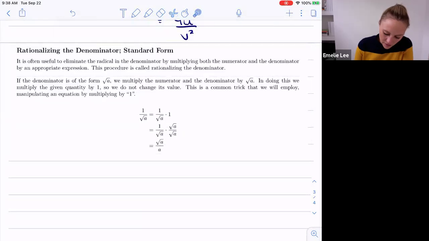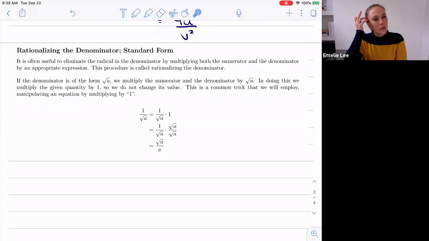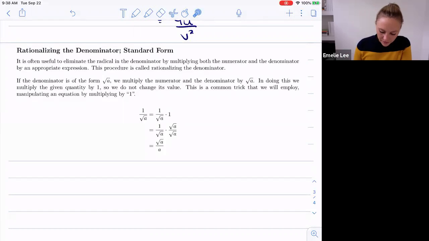Okay. So when I say a radical, to eliminate a radical in the denominator is just eliminating a root. So a radical is a root. And it doesn't have to be the square root, it can be the nth root, which we'll see in a little bit here.